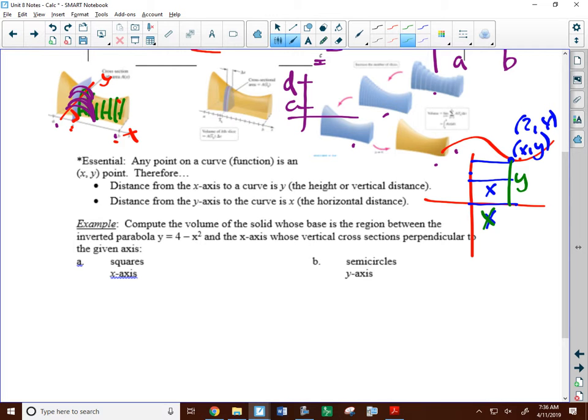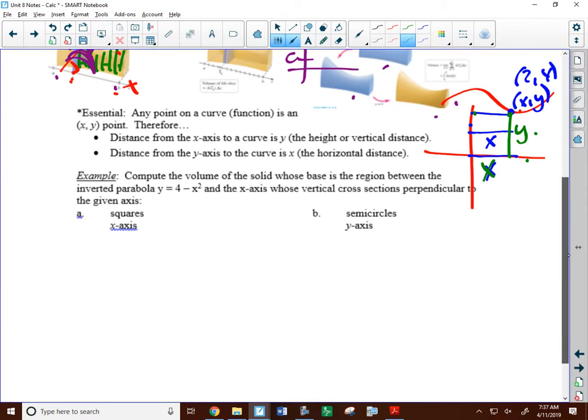So we have to know that anywhere on the curve is an xy point. So I said the distance from the x-axis up to the curve is y, height or vertical distance. And the distance from the y-axis over to the curve is x, the horizontal distance. Sounds pretty simple. You got to be able to know that. Okay, I start with the xy point on my curve, and that will help you solve these.